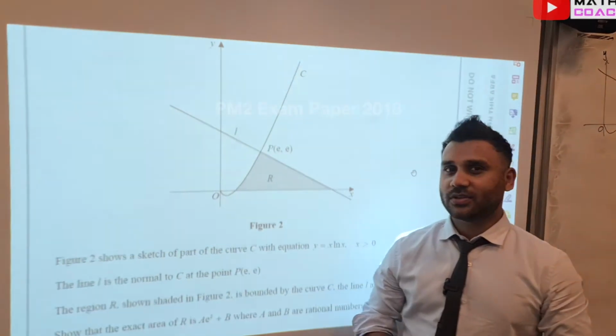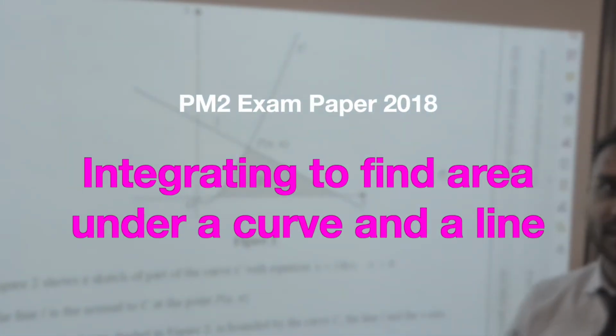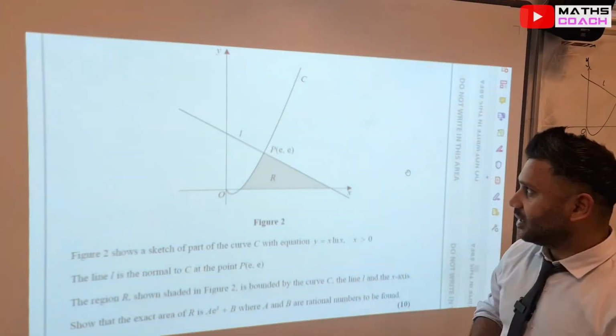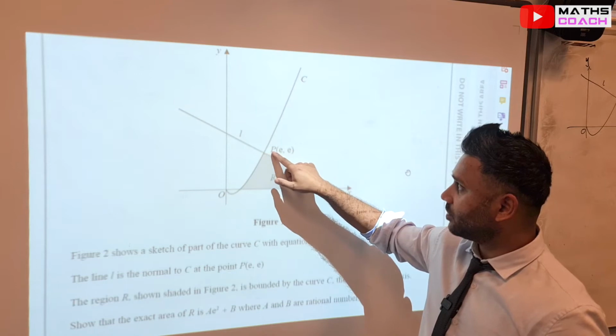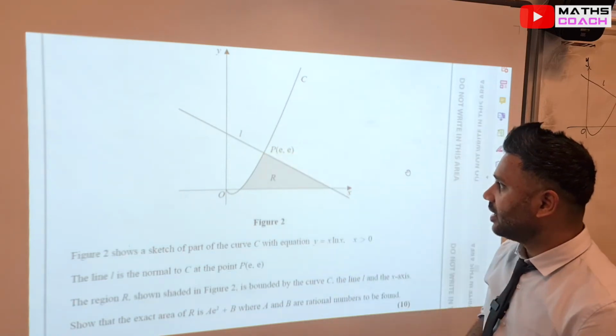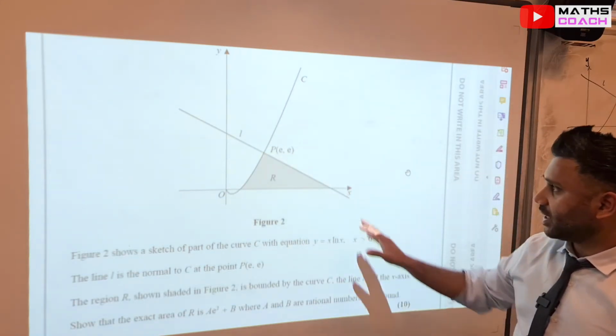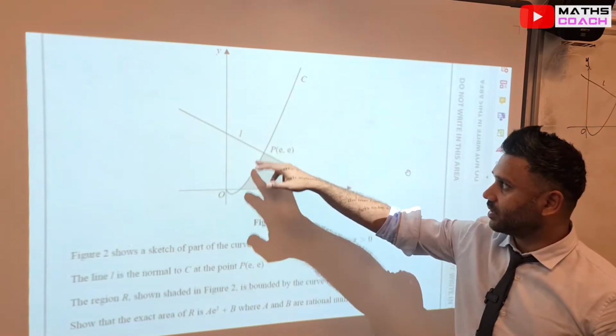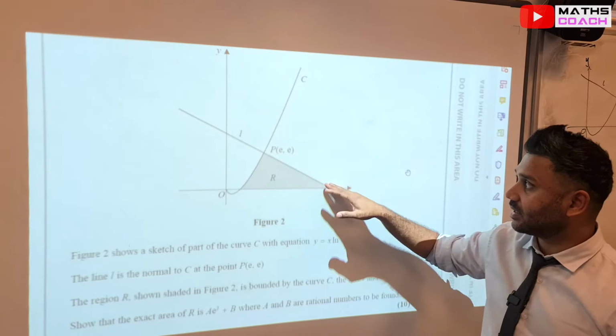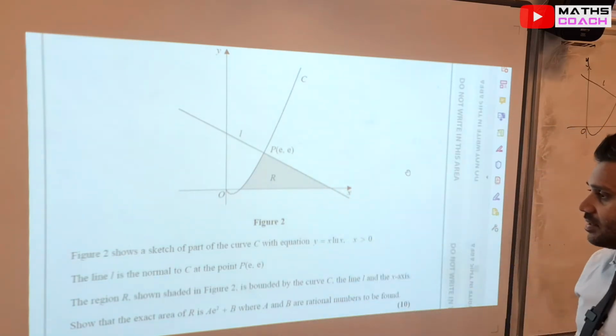Hi, this is a question from the 2018 PM2 exam paper. So here we have a curve C. The curve C has equation y equals x ln x. The line L is the normal to the curve at this point P with coordinates (e, e). And obviously we're asked to work out the area of this bounded region, which is bounded between the curve C, line L, and the x-axis.